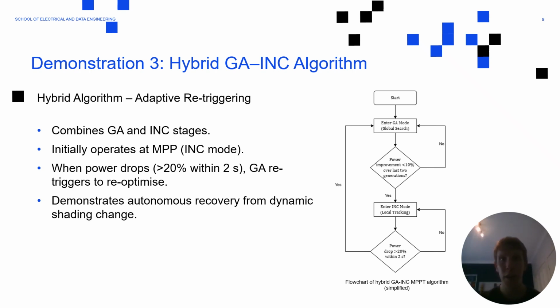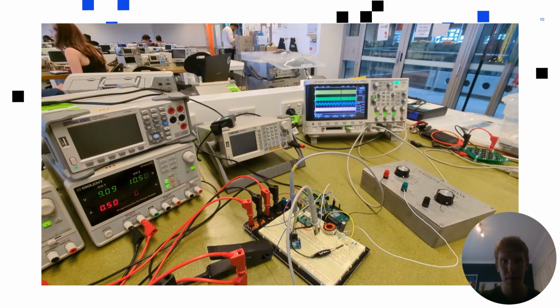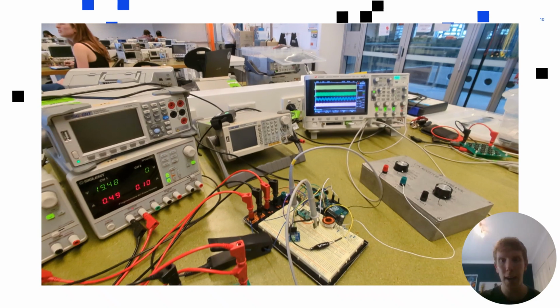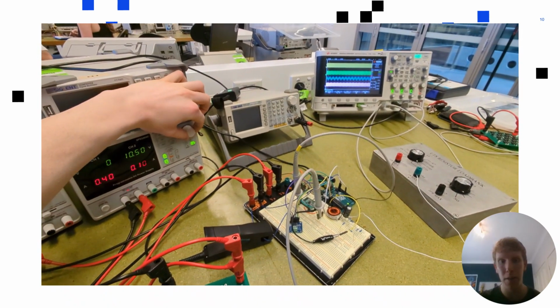Finally, the hybrid GA-INC algorithm was tested and verified, combining the previously developed algorithms and using the same logic sequences. The switching conditions between the algorithms were also tested and verified in the lab. This video shows a brief demonstration of the hybrid algorithm, specifically its switching conditions going from uniform irradiance to partial shaded conditions, where the GA algorithm will be reactivated upon this condition.